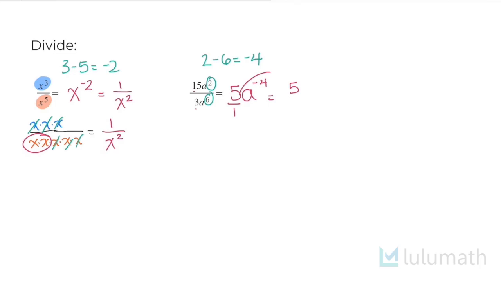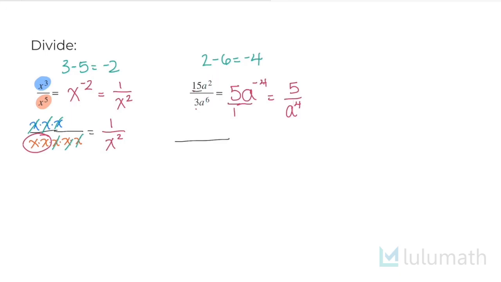But this a to the power of negative 4 needs to move from where it was before. So it was originally in the numerator. We're going to move it to the denominator, and then that negative 4 exponent will turn into a positive 4 exponent. Now, let's talk about why this is true again.